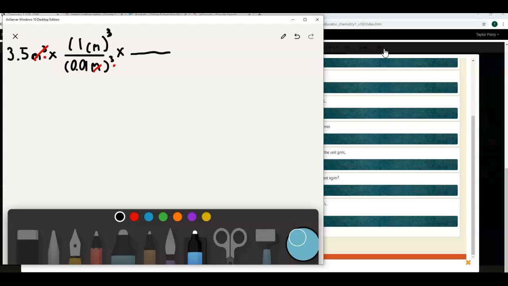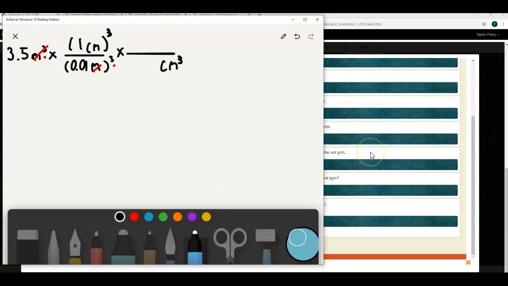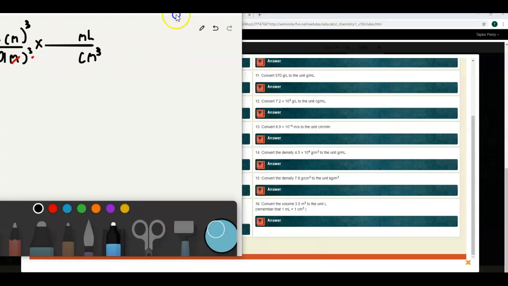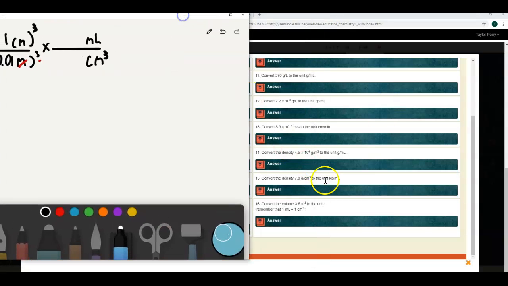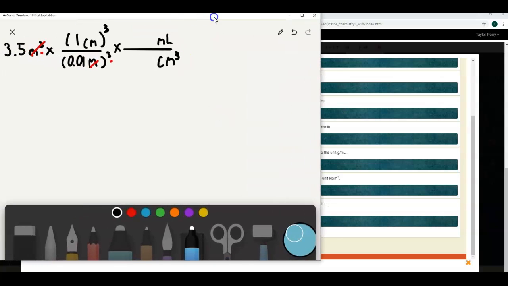Okay, now according to our book, I'm going to put centimeters cubed down here, and milliliters? Is that what it was? Milliliters, yep. I'm going to put milliliters up here. And according to this book, 1 milliliter is equal to 1 centimeter cubed, or 1 cubic centimeter. So I'm just going to put that: 1 milliliter is equal to 1 cubic centimeter.